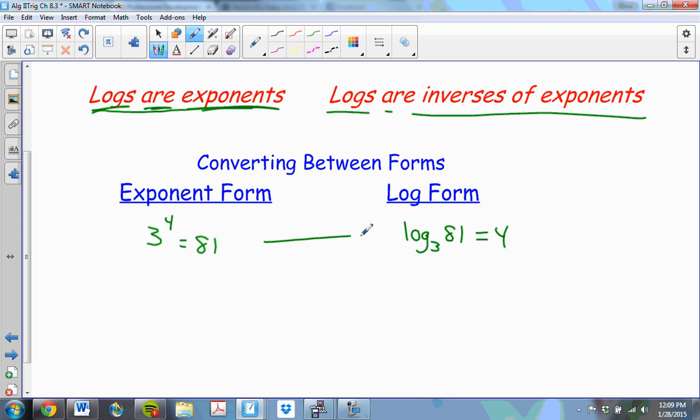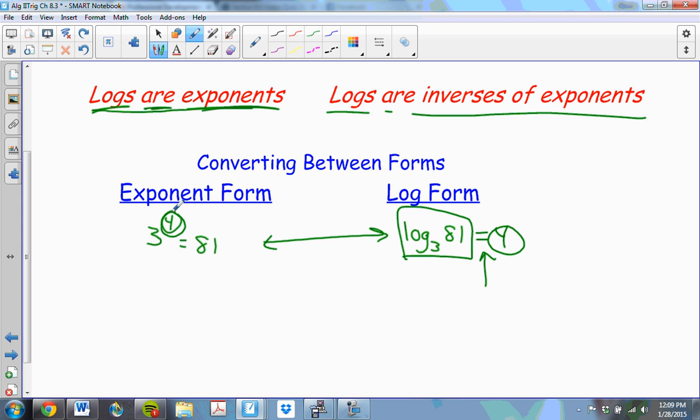Now these two things are expressing the same relationship. 3 to the fourth is 81. The exponent over here was 4. Base 3 of 81. So when I say logs are exponents, this was the exponent. The whole entire log is the exponent 4. That's the exponent 4 over here.